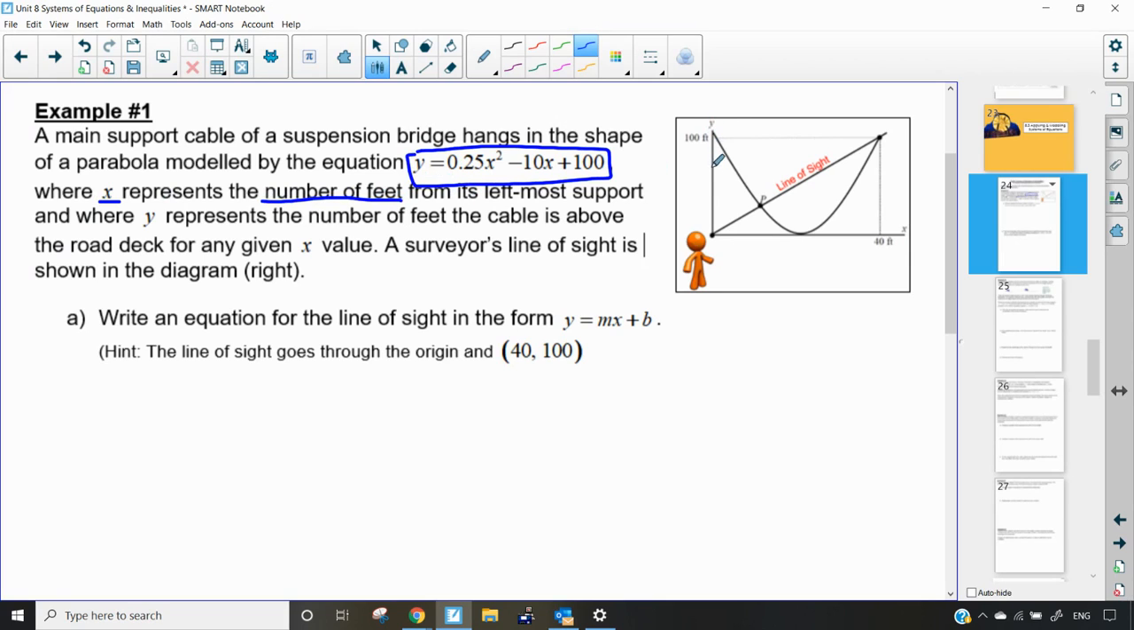So this would be our leftmost support right here. X is going to represent the distance from that support. And y represents the number of feet the cable is above the road deck for any given x value. So our height would be here, and our distance would be here. Now that's represented by x and by y.